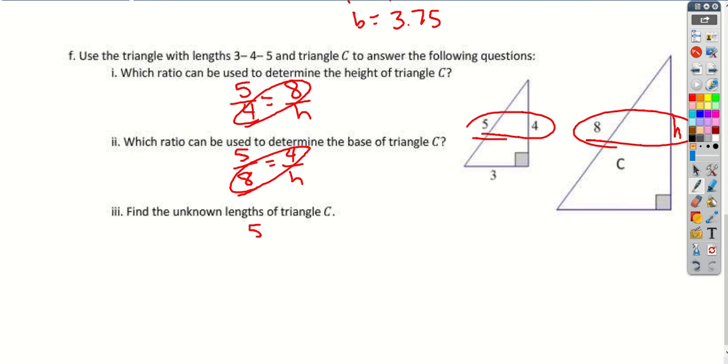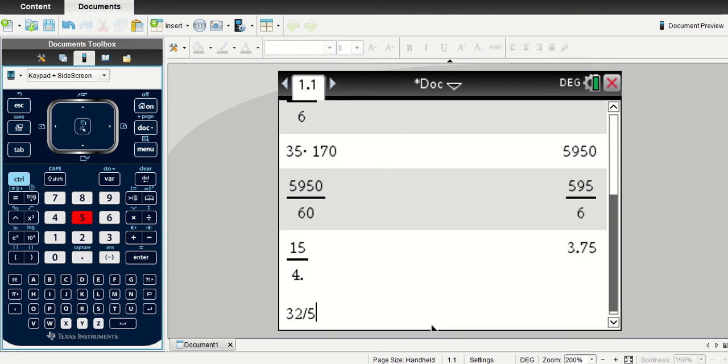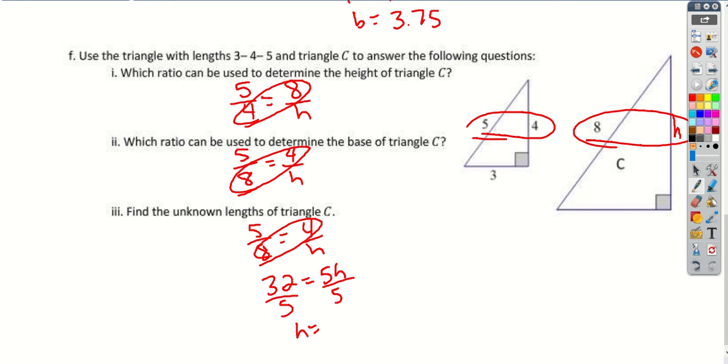Now we're going to find the unknown lengths. We're going to get 32 is equal to 5H and divide by 5. And we're going to get H is equal to 32 over 5, which is 6.4.